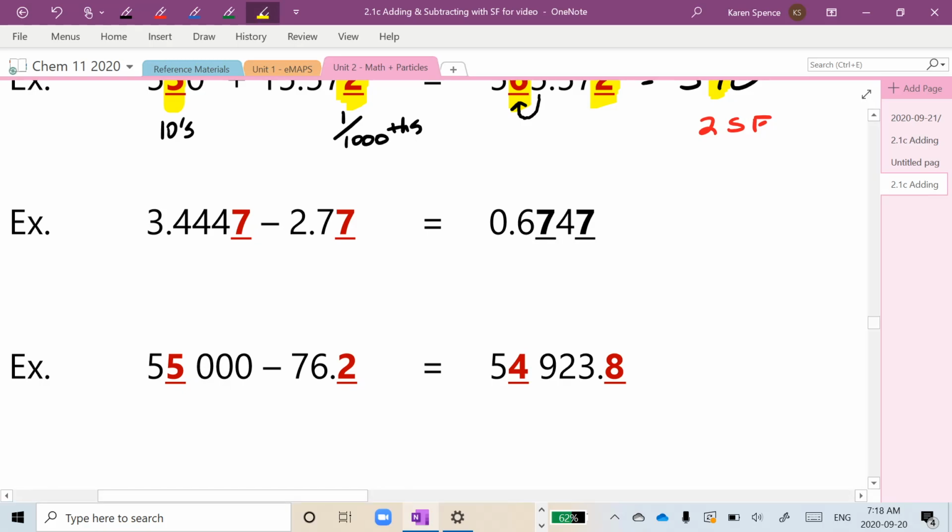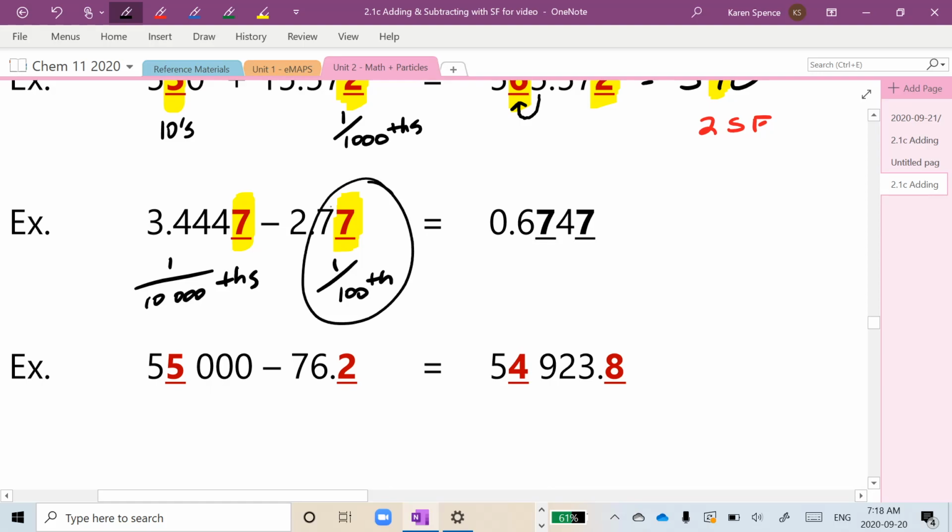So if you do want a couple more examples, let's take a look at this one here. We have 3.4447. Oh my gosh, that's the 10,000ths position. Okay, and we're going to compare that with our other uncertain digit, which is in the hundredths position. Which of those two is larger? Well, the hundredths position is larger.